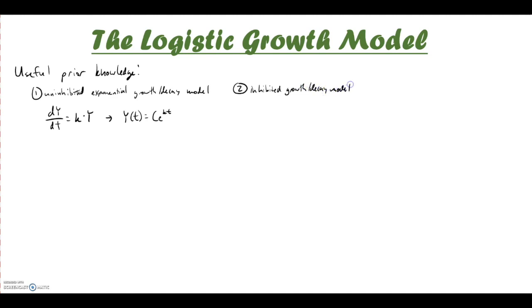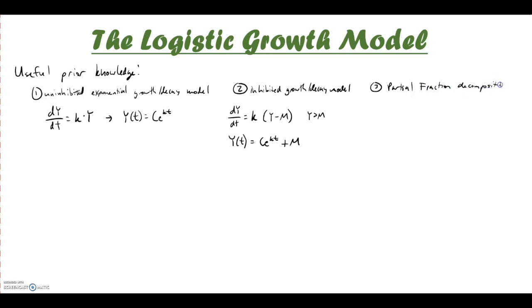The second piece of knowledge you should have is the idea of inhibited growth or decay. And in this model, the rate of change of some quantity with respect to time is directly proportional to that quantity minus some constant quantity that we'll call m. And this m just acts as an upper or lower boundary to how high or how low that quantity can get. And the solution to that differential equation is our quantity at any time equals some constant times e to the kt plus m.